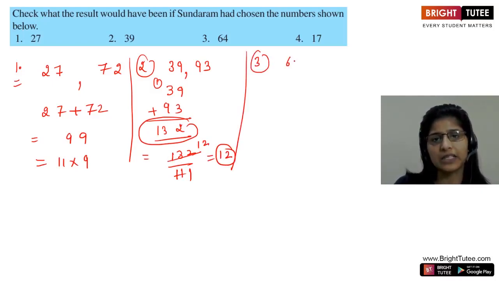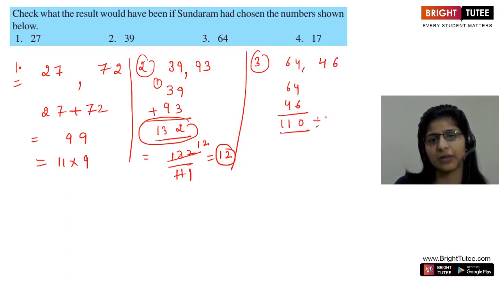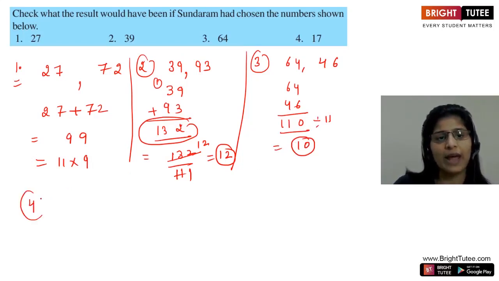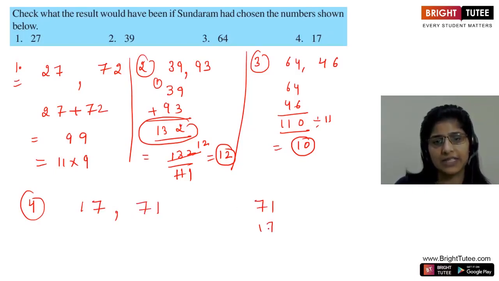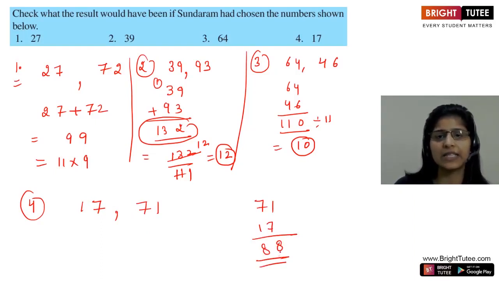In the third part, it is 64. Reverse of 64 is 46. Add 46 and 64. You get 6 and 4 is 10, 10 and 1 is 11. So 110. Is it divisible by 11? Yes, definitely, and we get the quotient as 10 and the remainder is 0. Now you need to try it with 17. If 17 is the number, the reverse is 71. Add 71 and 17. We get 88. Is it divisible by 11? Yes, it is, and the remainder is 0. It's exactly divisible by 11.